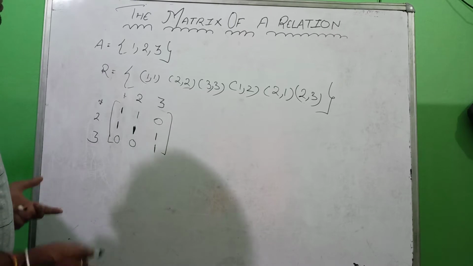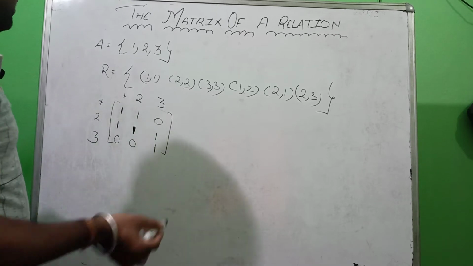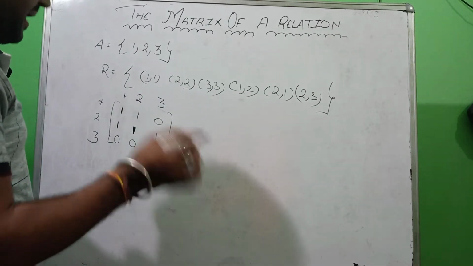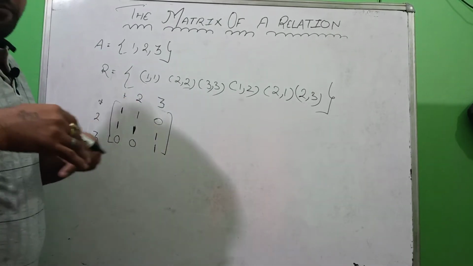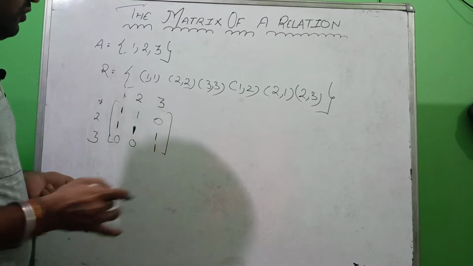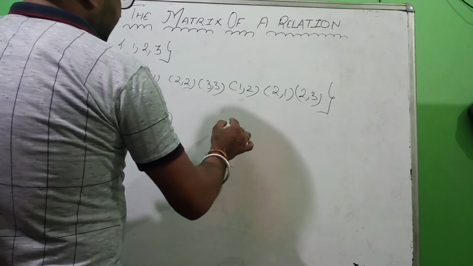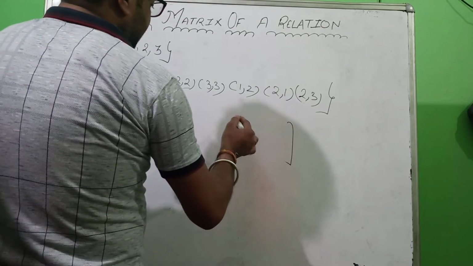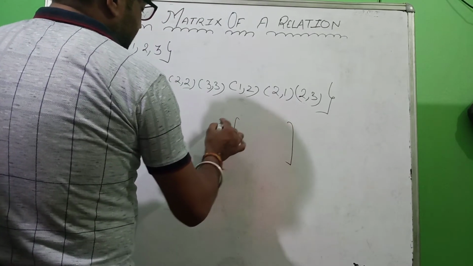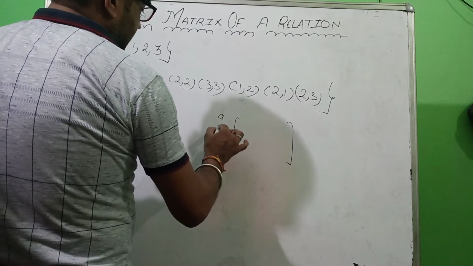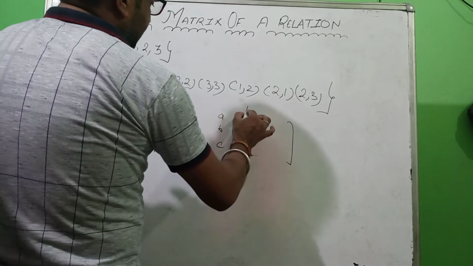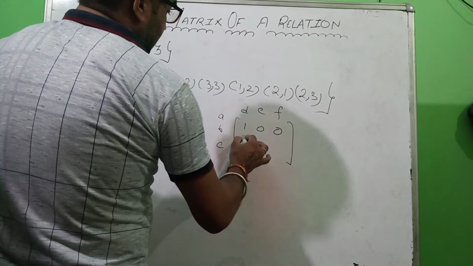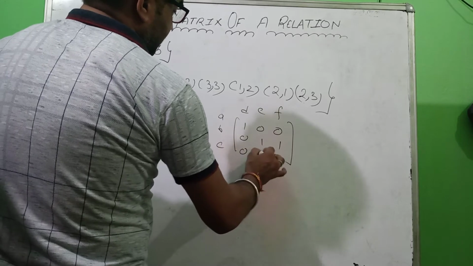So this is the way how we are going to represent this relation with a matrix. One more example we can take here. For example, if I give you a matrix, you can make a relation with the matrix also. So for example, this is the matrix we have, in which we have rows A, B, C, and columns D, E, F.